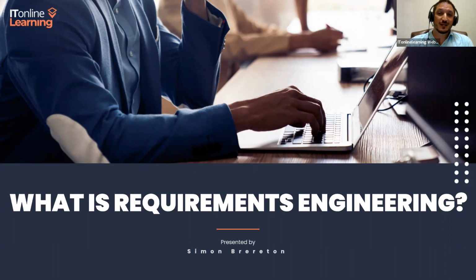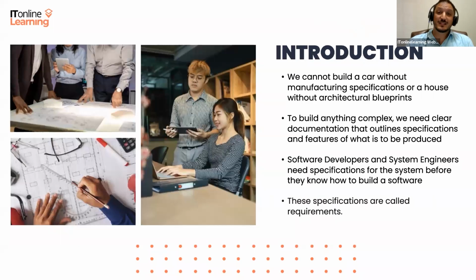So today's topic is on requirements engineering. It is first easy for us to see that before we create anything complex, we need to know exactly what the features of it are going to be. You can imagine we can't build a car, for example, without detailed designs and manufacturing specifications. We also can't build a house without detailed plans and building specifications. Could you imagine what would happen if they didn't have these documents or these plans or these specifications?